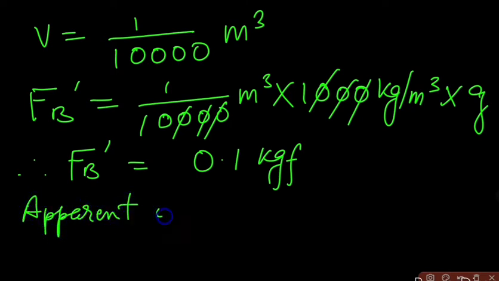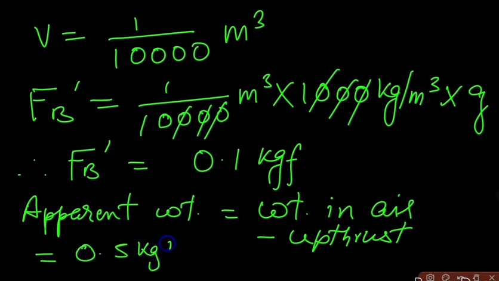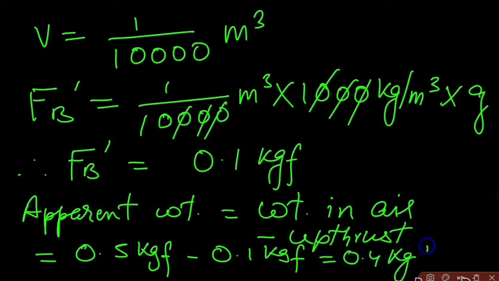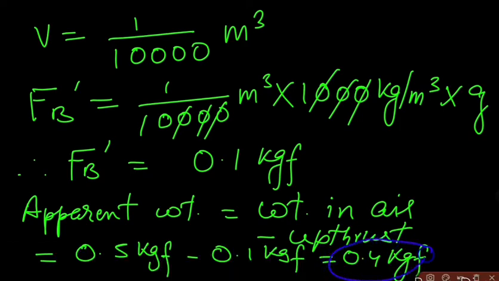Now the last part, apparent weight. So the apparent weight will be equal to weight in air minus upthrust. So the weight in air was 0.5 kgf minus upthrust is 0.1 kgf, and finally we are getting 0.4 kgf. So this is the final answer here for question number 4.